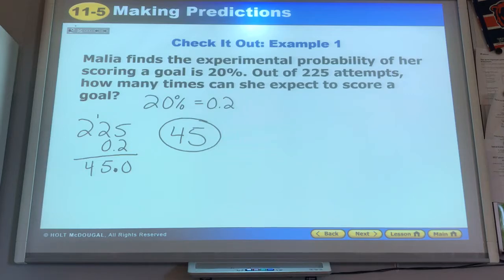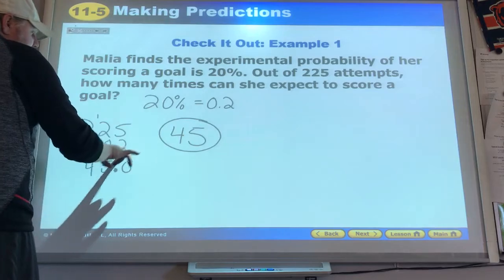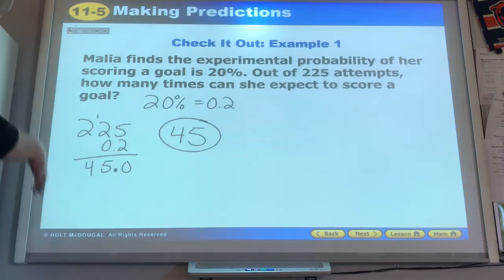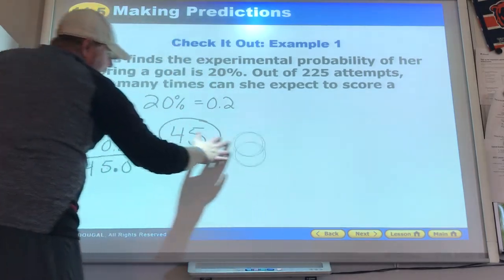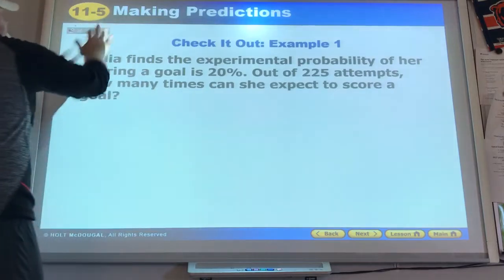Okay? So, I took my method, I changed it to a decimal. That decimal represents the percent. I took that times the number. It gives me the amount that represents that percent. 45 is 20% of 225. Okay?